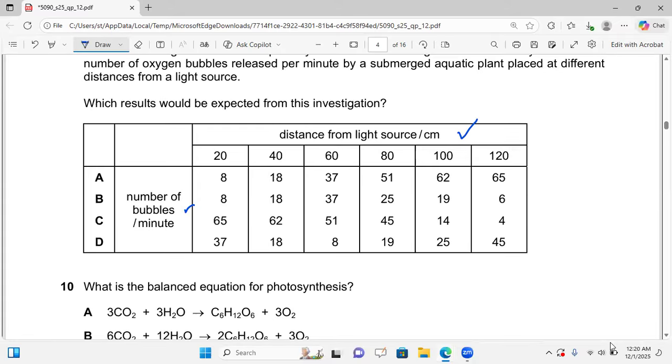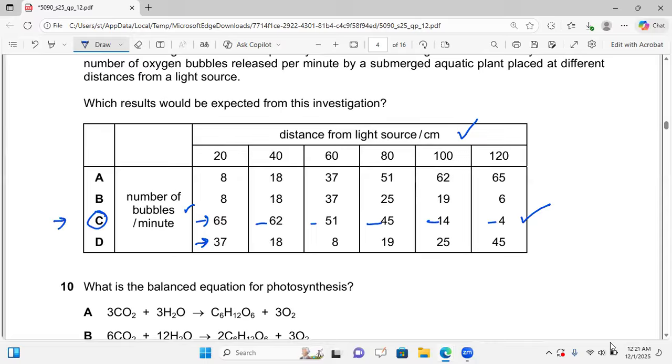If it is placed at 20 centimeters, it should be maximum, because when the light is very near to the plant, the intensity should be maximum. So I will say it can be 65 or it can be 37. And then when I increase the distance, it should decrease in a proper sequence: 65, 62, 51, 45, 14, and 4. He is properly following the descending order, so it will be the right option.